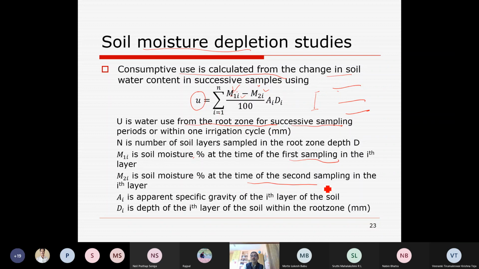So it's a second sampling. So in between two successive samplings, what is the amount of soil moisture which is lost from every layer of the soil for the total depth of this root zone, because we are adding from i equal to 1 to n. So all layers we are taking into account and multiplying by apparent specific gravity to find out the total depth of water that has been removed from the system. So that is soil moisture depletion study to find out seasonal consumptive use of the area or by the crop.